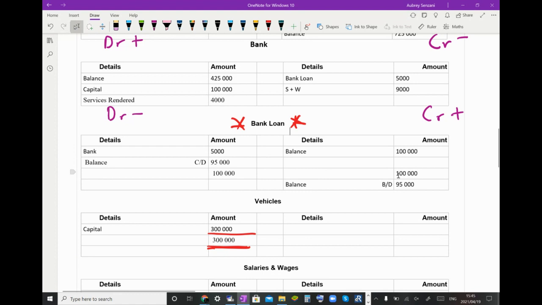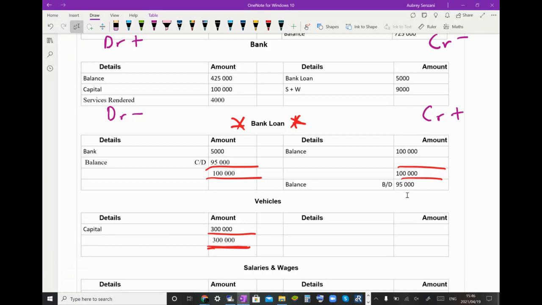So then we say, okay, cool. We put 100,000 this side, and we put 100,000 this side. Then we say, the smaller side: what's the difference between the big side and the smaller side? So 100,000 minus 5,000, what do we get? 95,000. And then we say, balance carried down on the smaller side. And then balance brought down. Can you see that both the balance carried down and balance brought down have the same amount? We're just putting the balance brought down on the side that's the bigger side.